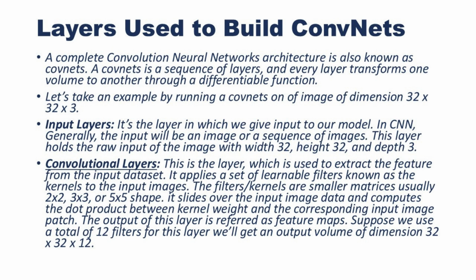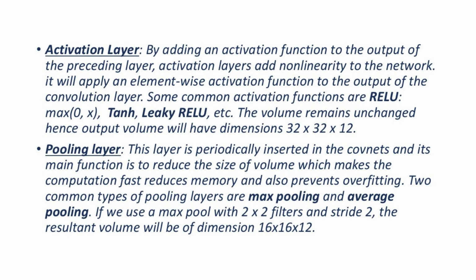Layers in convolutional neural network. Input layer. This layer receives the input image. It holds the raw pixel values. Convolutional layer. This layer applies filters to the image. It creates feature maps. Activation layer. This layer adds non-linearity. ReLU is the most common activation function.